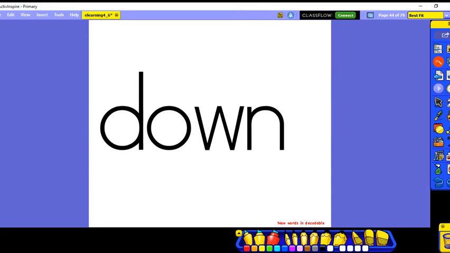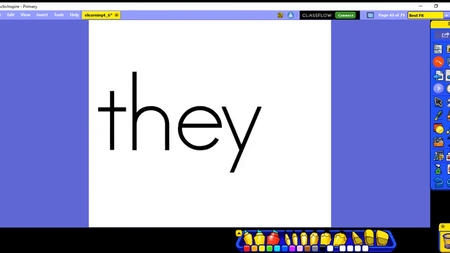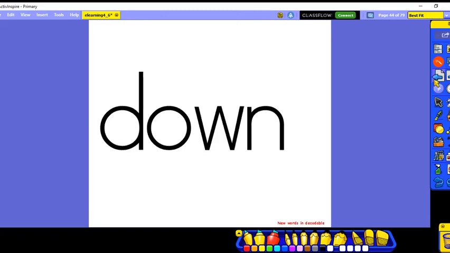Okay, these are some new words we're going to see in our decodable book that we're going to read in just a minute. And these are 2 of our sight words, down, they.